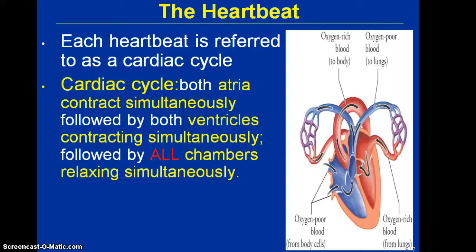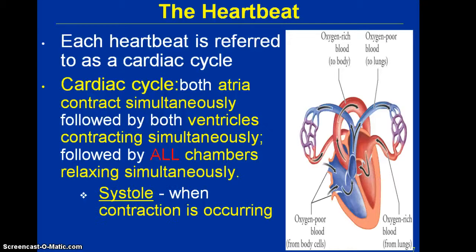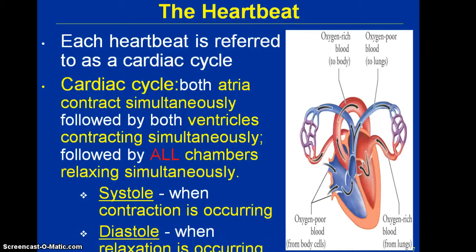Now there's a delay, so the left and right atria will contract, there'll be a delay, and then the left and right ventricles will contract, and then all 4 chambers are relaxed simultaneously. Another term for contraction is systole, and the term for relaxation is diastole. So the sequence of events where the atria both contract together, and then the ventricles both contract together, and then all 4 chambers are relaxed, is known as one cardiac cycle, which is what occurs during a heartbeat.